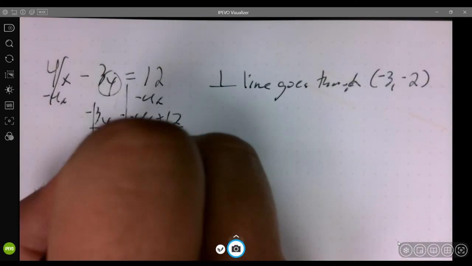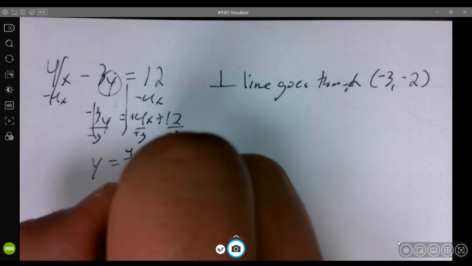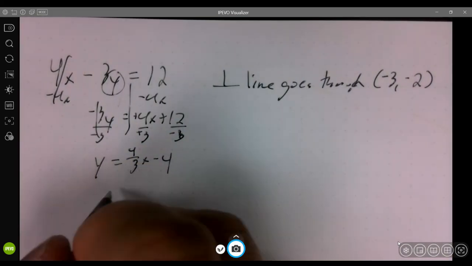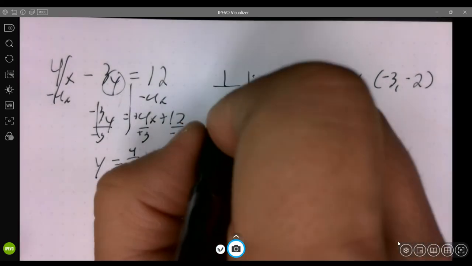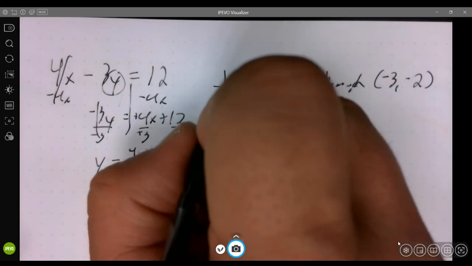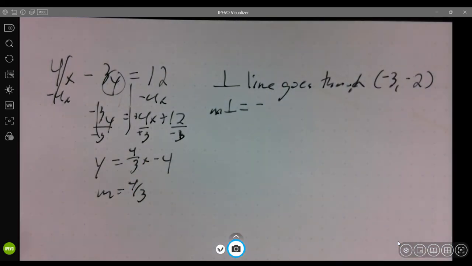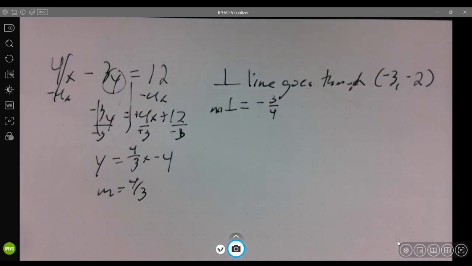So y equals, the two negatives turn to a positive, 4/3 x. 12 divided by negative 3 is negative 4. So what's this line's slope? Well, it's whatever's in front of x, 4/3. What would a perpendicular line slope be? Well, it'd be opposite. So it was positive, it goes to negative. And flip 4/3, that's the reciprocal, 3/4.